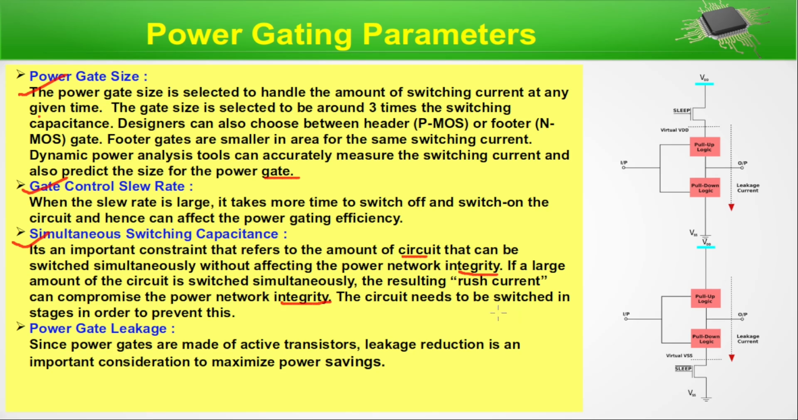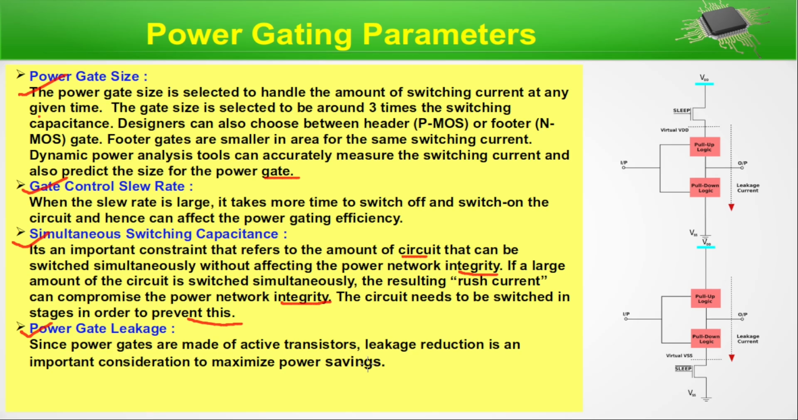So the circuit needs to be switched in stages since it comes through a switch. So how many gates are switched on? And when it switches so many transistors, then rush current, if that is larger than the switch can handle, then the power network's integrity can be compromised. So that circuit needs to be switched in stages in order to prevent this. And fourth is power gate leakage. Since power gates are made of active transistors, leakage reduction is an important consideration to maximize power savings. So leakage of power gate is also a considerable parameter. These are 4 power gating parameters.